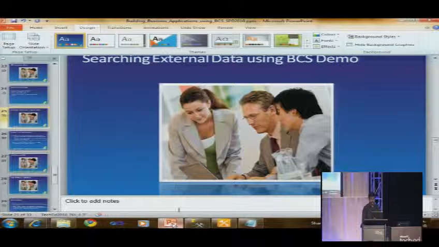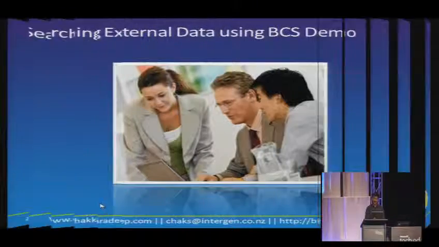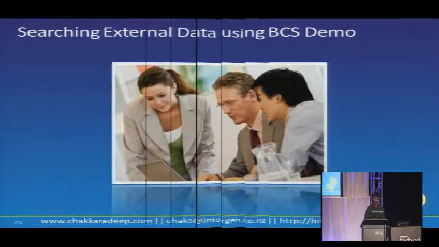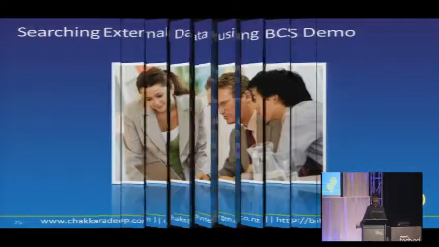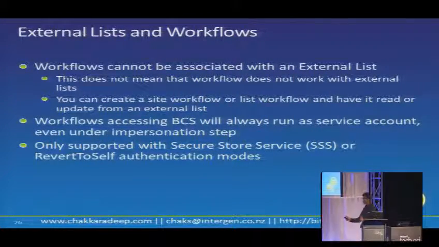So it's pretty simple. Nothing much other than these 4 points that you need to take care of. And make sure you always check the permissions. That's the key thing. I have failed myself a lot of times just because the crawler account doesn't have access to the external data source. Right, so external list and workflows.